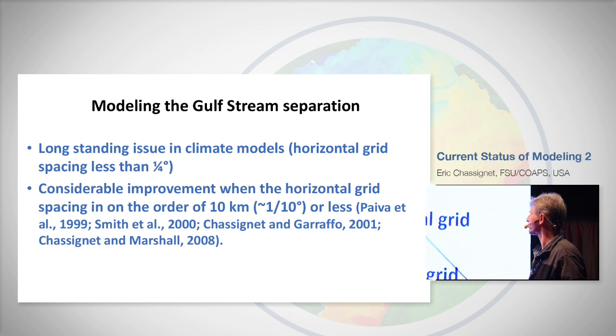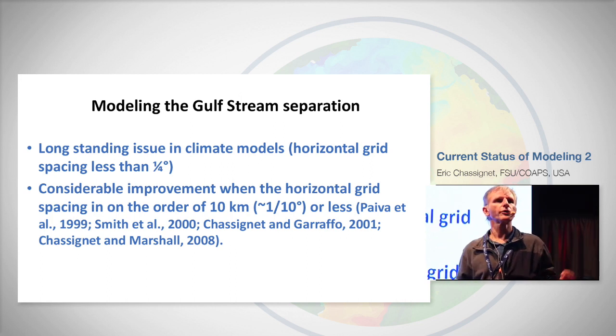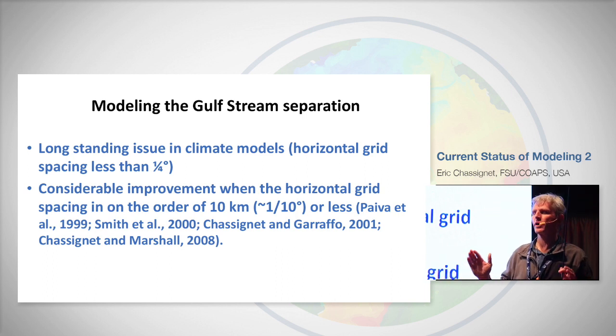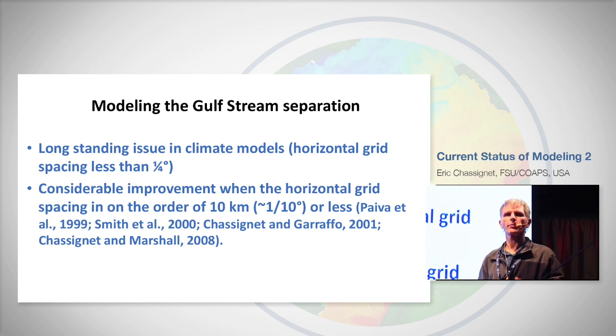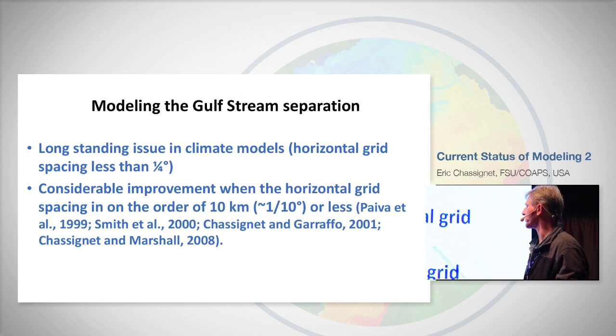That's been a long-standing issue. If you take a grid spacing that is higher than a quarter of a degree, in general, the Gulf Stream does not separate from the coast and stays up and follows the coastlines. When you switch to grid spacing that starts to resolve the Rossby radius of deformation, on the order of 10 kilometers, then you start to have a Gulf Stream that looks realistic.